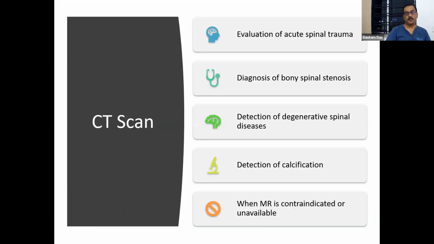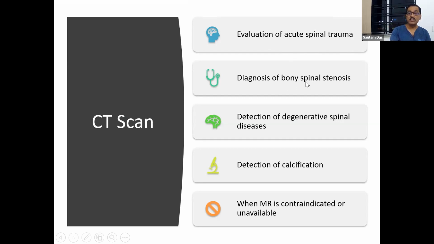So now it's CT scan. There are a few conditions which you are looking for on the X-ray: vacuum phenomenon, then spondylolisthesis, spondylolysis, and then the sacroiliac joint, the sacroiliitis. So there are a few things which we diagnose by the X-ray. Then CT scan. CT scan is very important in acute spinal trauma. I'll be discussing more just now regarding the spinal fracture.